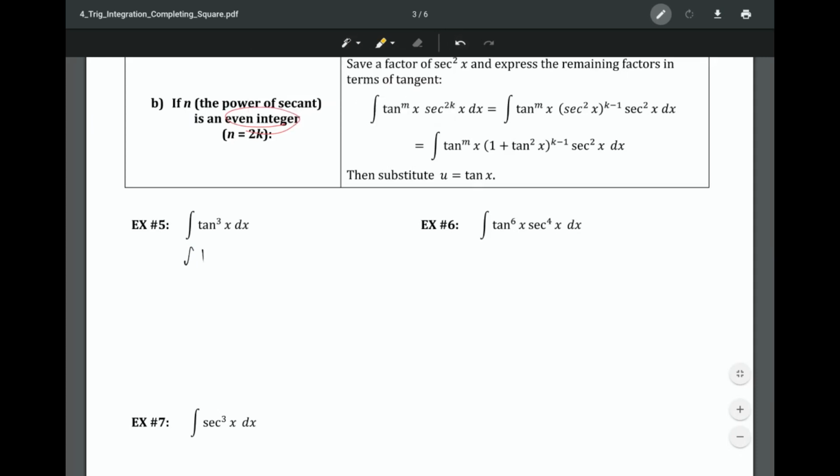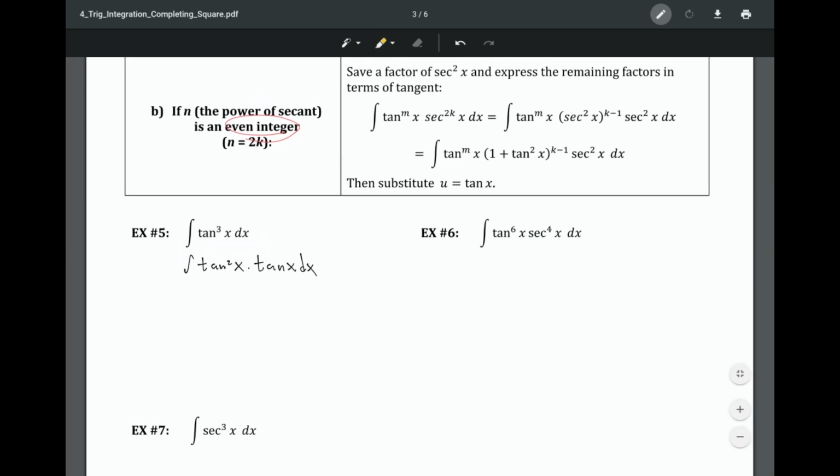I'm going to break this up into tangent squared of x times the tangent of x dx. All right, so it kind of starts off similar. And I'm going to use the Pythagorean trig identities to figure out the rest, right? Here's one. I'm going to write it so you're not wondering where I'm getting this from.